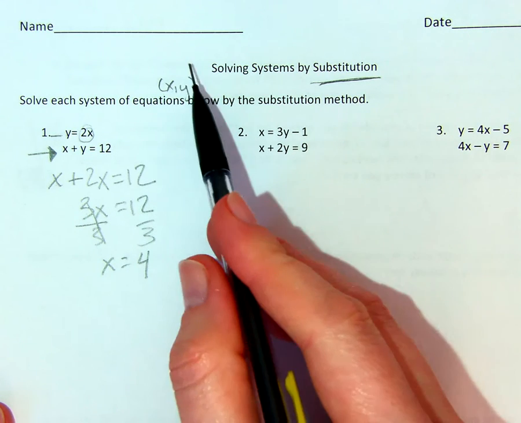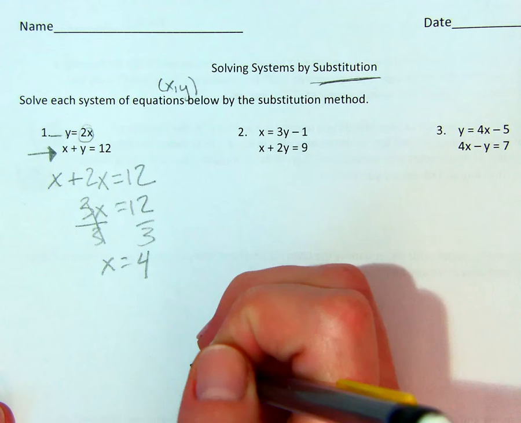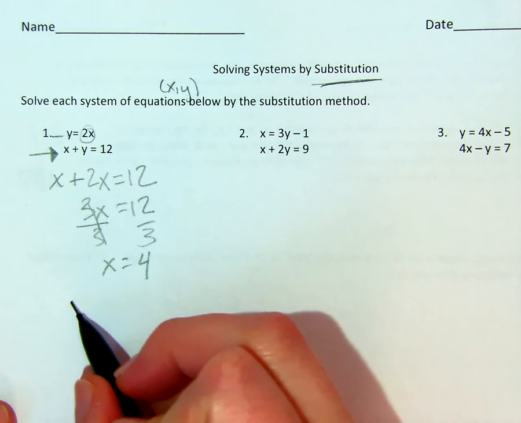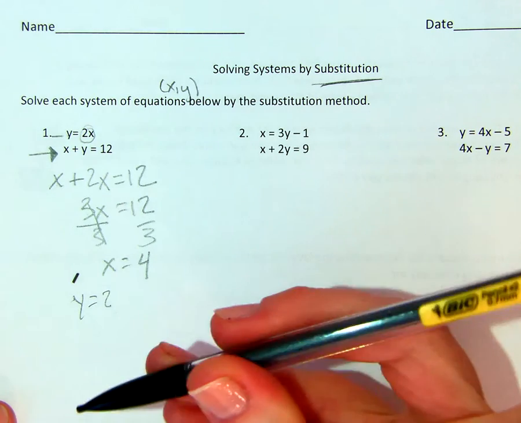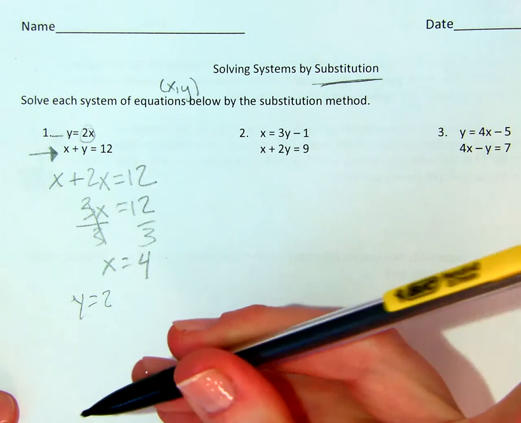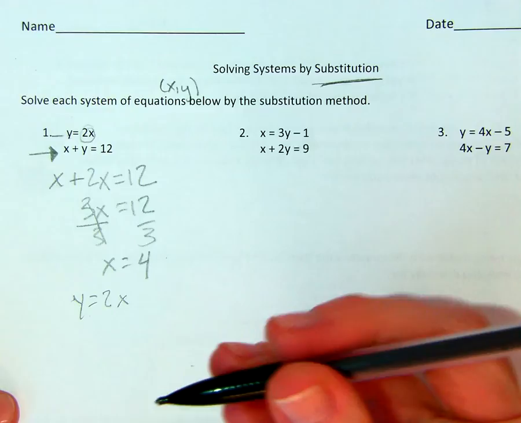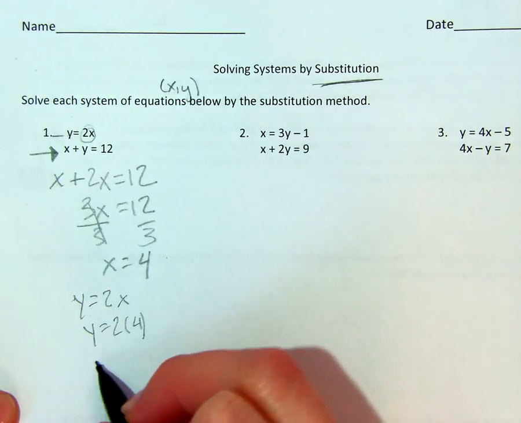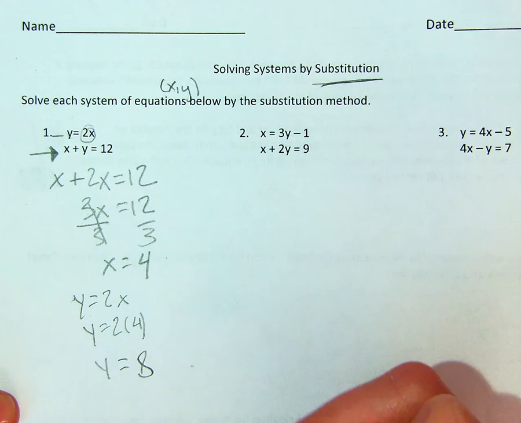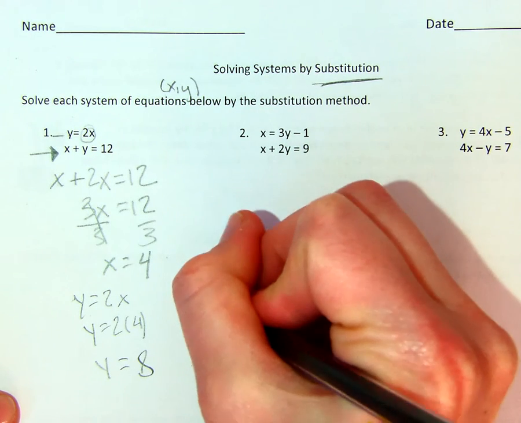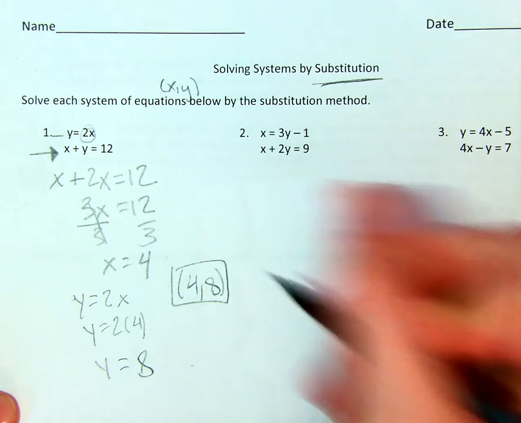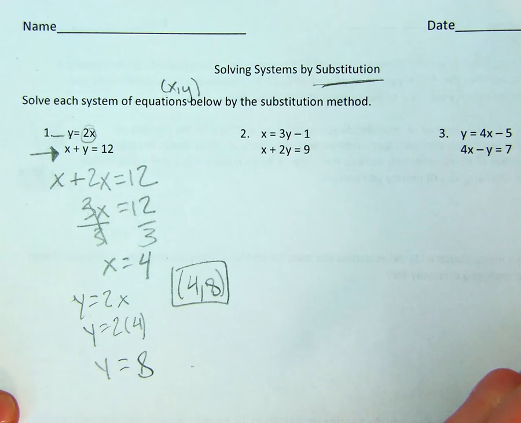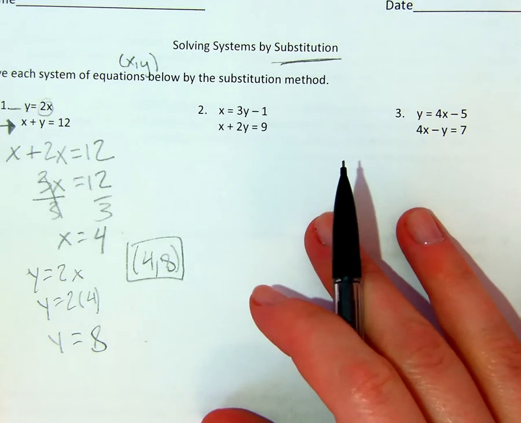Now, as we set up here, the solution is an ordered pair. So I don't just want an x, I also need to have a y. Well, I was told that y was equal to twice whatever x is. I now know that x is 4. So y is twice 4. That makes y equal to 8. I now have an ordered pair. When x is 4, y is 8. On your own, pause the video, plug it into both equations, make sure it works. All right, and let's move on to number 2.